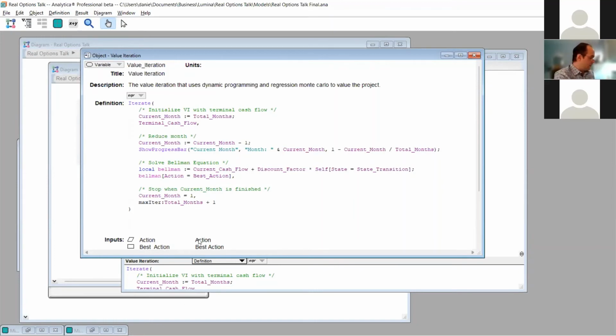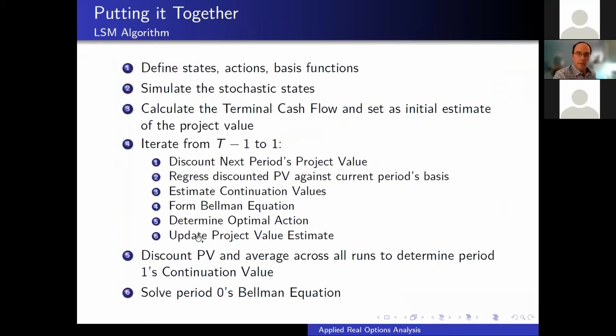This uses the current estimate of the project value, and then we take the best action to find the project value. Maybe I'll just go back real quick to, yeah, so this is essentially what we're iterating over. Next period, discounting, estimating the continuation, and then updating the cash flows.